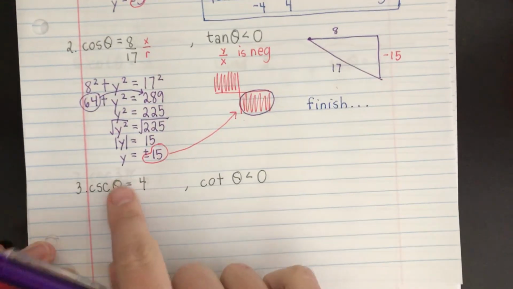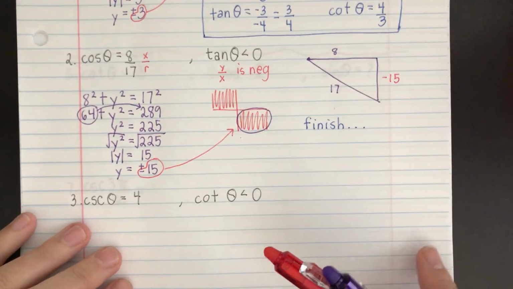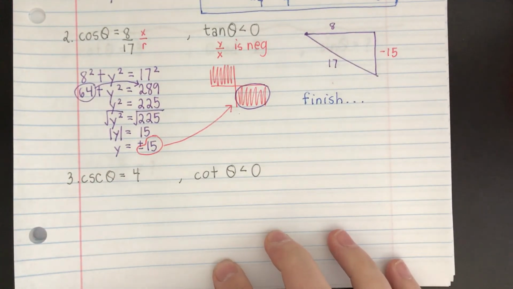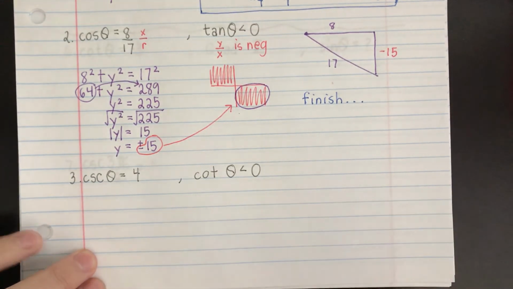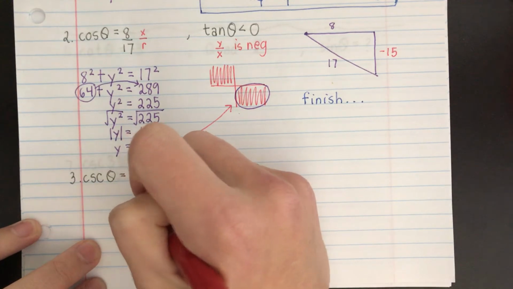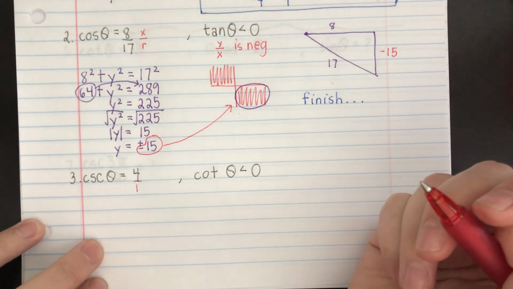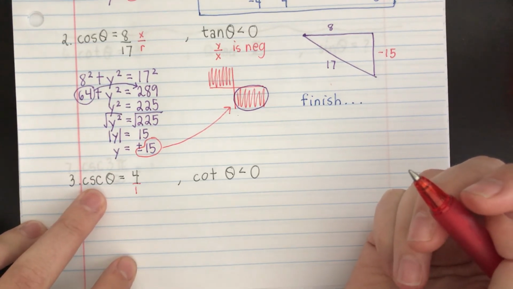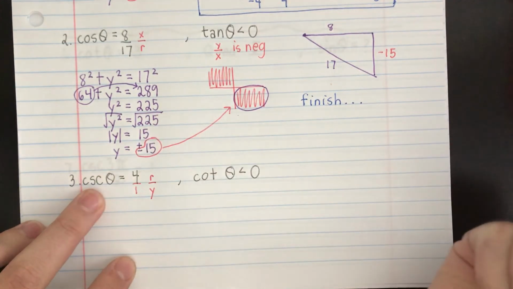Okay, so let's get you started on number 3. Cosecant of theta equals 4. Again, 4, we're not talking about a point on the unit circle. Unfortunately for this problem, we cannot utilize the unit circle. So remember, we can write 4 as 4 over 1, and cosecant is the reciprocal of sine. Remember, one co per pair. Cosecant is the reciprocal of sine, so we're talking r over y.